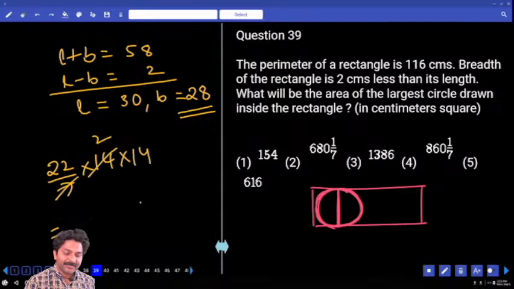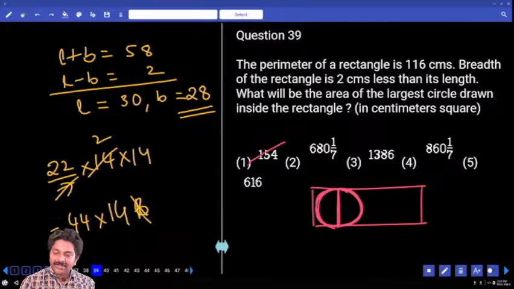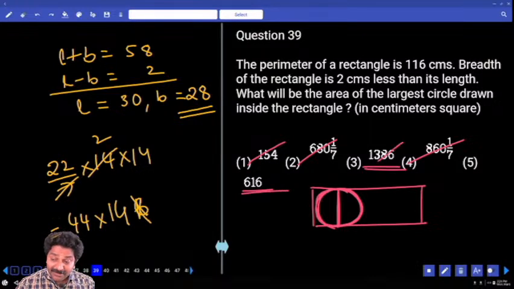Answer must end with 6. How many options are there? 2 options are there. Now let's write it. 44, 22 into 2, 44 into 14. Right. So 44 into 14. You know that the answer is either third or fifth now. 1386 in the sense 44 approximately 30 times should be there. 14 times in the sense that will be about 500 and 600 range. 616 final answer. You can eliminate 1386 because that would be 30 times of 44. Simple calculation.